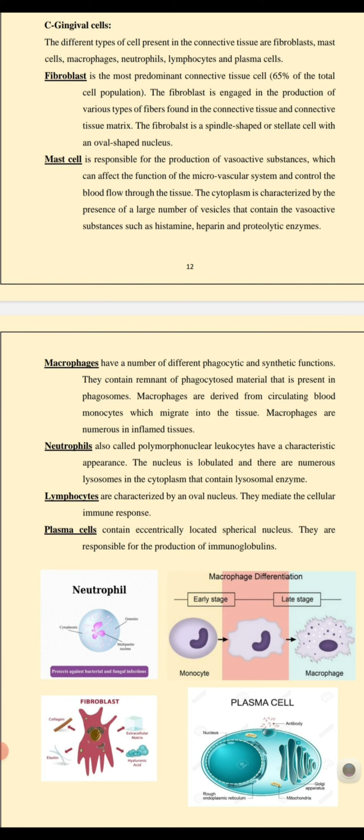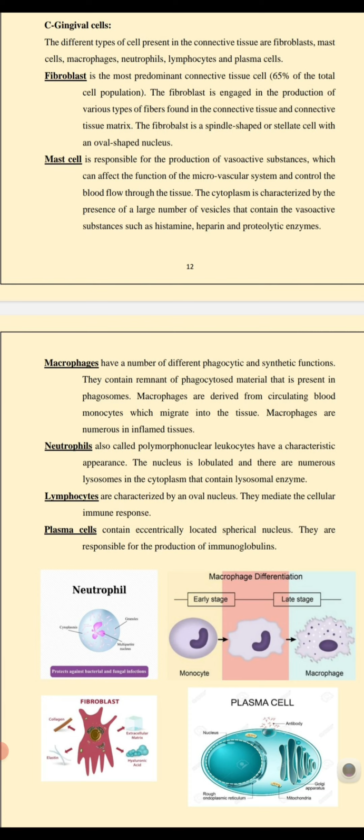Remember, mast cell is responsible for production of vasoactive substance, which can affect the function of the microvascular system and control the blood flow through the tissue. And the cytoplasm is characterized by presence of a large number of vesicles that contain the vasoactive substance such as histamine, heparin, and proteolytic enzymes. Third is the macrophage.